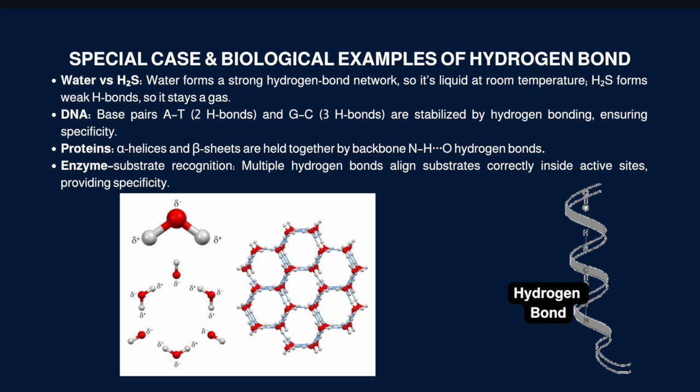Good. Now, in enzyme-substrate recognition, multiple hydrogen bonds align substrates correctly inside the active site, providing specificity. It's also important for the binding of the substrate and enzyme. These are the van der Waals bonds. But for accuracy, you know the theory about substrate and enzyme fit. So the substrate only fits in the enzyme that it can form the bond with. To make the substrate fit along the enzyme active site, hydrogen bonds help. So this is the difference between the van der Waals and the hydrogen bond working in the enzyme-substrate complex.